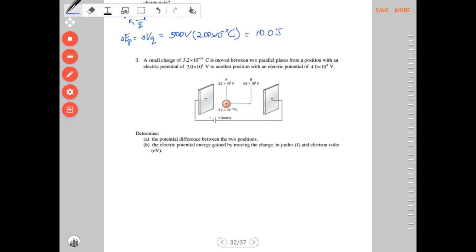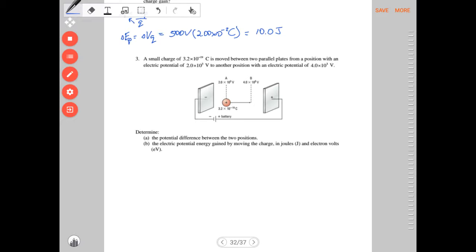Okay, awesome. Number 3: a small charge of 3.2 times 10 to the negative 19 coulombs is moved between 2 parallel plates from a position with an electric potential of 2.0 times 10 to the 3 volts to another position with an electric potential of 4.0 times 10 to the 3 volts. Let's look at what's going on here. You have a positive charge, and I pick it up and move it away from the negative and closer to the positive. It doesn't want to be closer to the positive, so I am increasing its electric potential energy. I have to do work to make this positive charge go somewhere it doesn't want to.